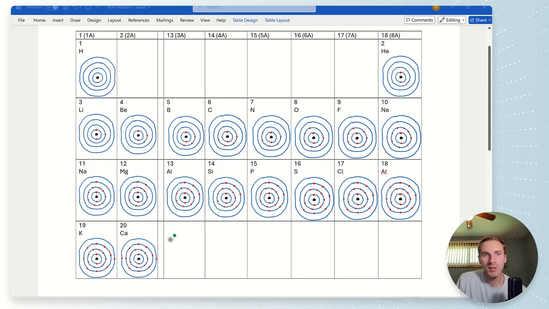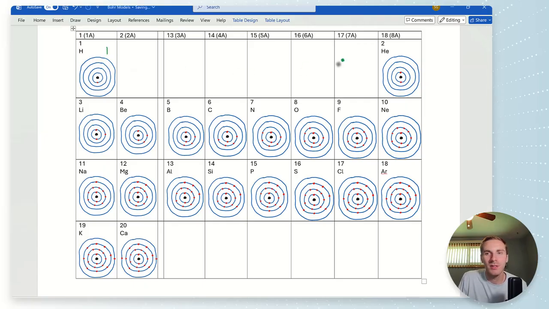So what I'm going to do in this video is identify how many valence electrons each of these 20 elements has based on their Bohr models. Starting with hydrogen, hydrogen just has one electron, so it's got one valence electron. I'm going to write the number of valence electrons in green here. Helium's got 2 electrons. They're both in the first energy level, so 2 valence electrons.